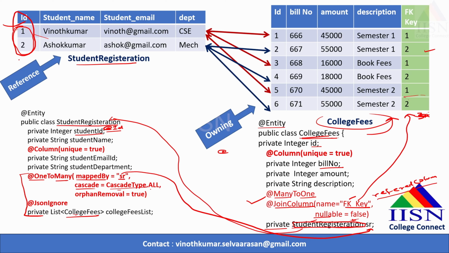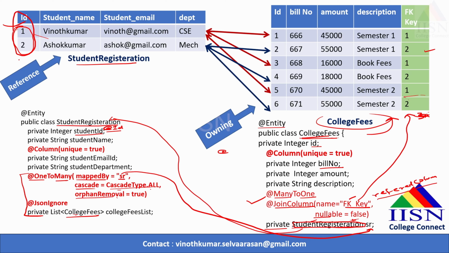Okay, so I gave the detailed explanation of cascade all in the previous videos. Please go and watch, in case you don't understand. Then what is meant by orphan removal? Suppose we are going to remove this particular record, so only this link is going to be removed, but the data still exists. To forcefully remove it, we use orphanRemoval = true. In some cases it is not required when you give cascade all. Here the orphan removal is going to remove the child entity.